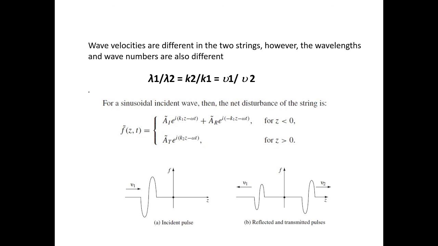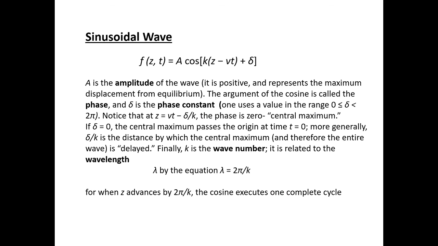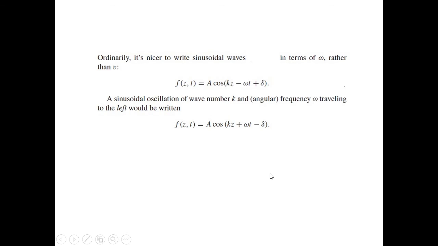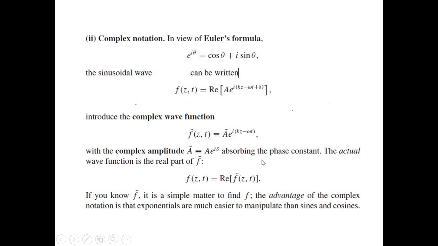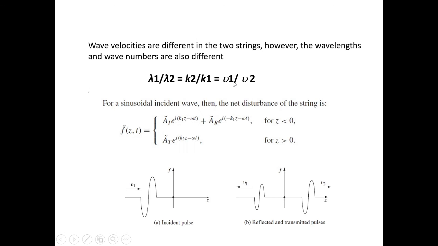These are some of the applications of the sinusoidal wave. For the sinusoidal wave, we have the equation f of z equals A cos k(z minus vt) plus delta. Then we use different forms, that means frequency, period and angular frequency. Then we moved to the complex notation of the sinusoidal wave, and then to the boundary conditions, using two strings with one end of a string tied to the other.